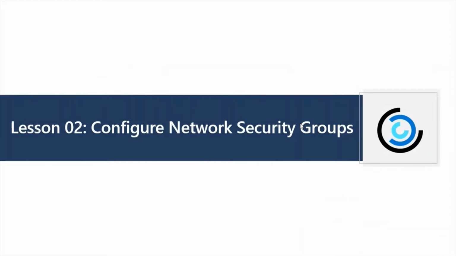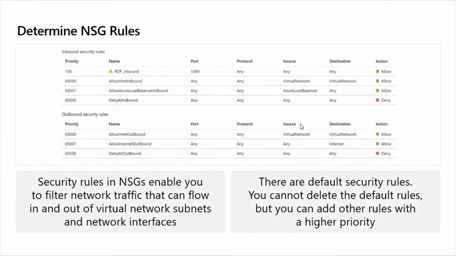So what is a network security group? A network security group is used to restrict your inbound and outbound traffic. Here you can see three default rules, with priorities 65,500 and 65,501. These default rules are created by Azure. When you create a network security group, these rules are created by default. You cannot modify or delete them.